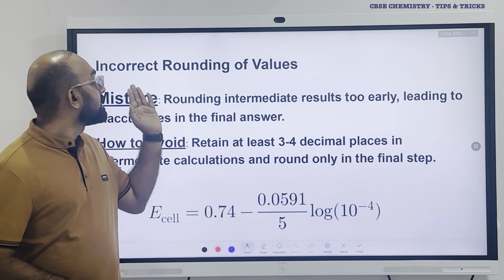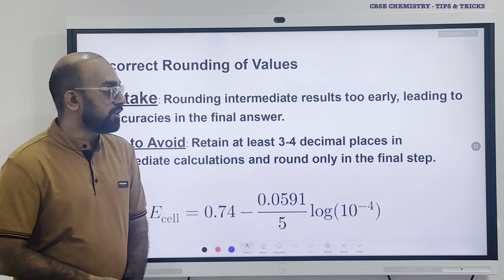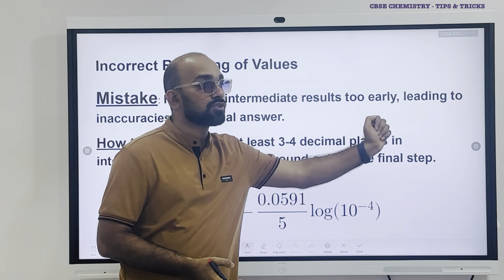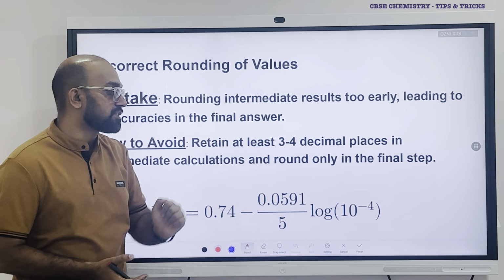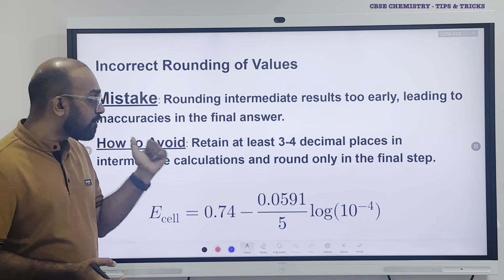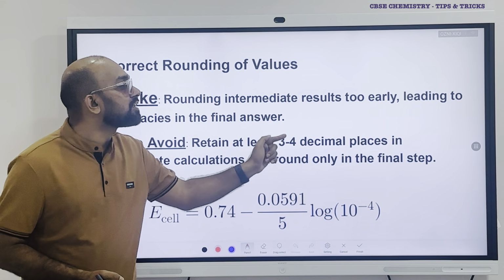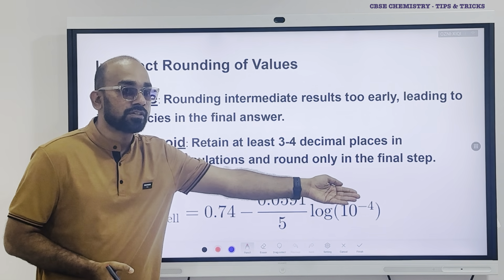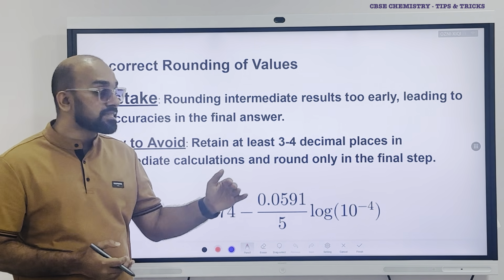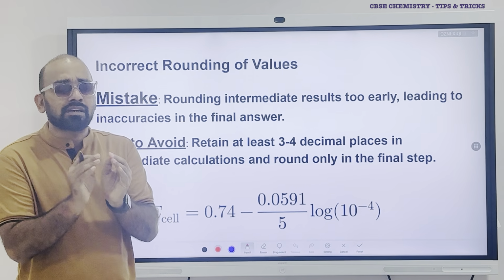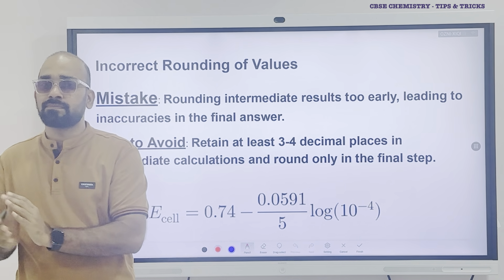The next mistake is incorrect rounding of values too early. So what will happen? You will get an inaccurate final answer. Okay, see, to avoid that, retain at least 3-4 digits after the decimal point. For a normal question you can round off early, but for Nernst equation questions, you can round off only in the final steps. That is very important.